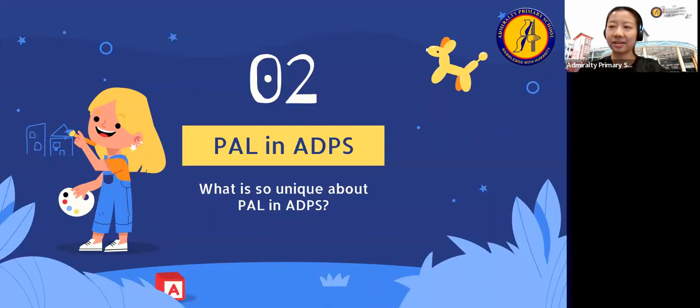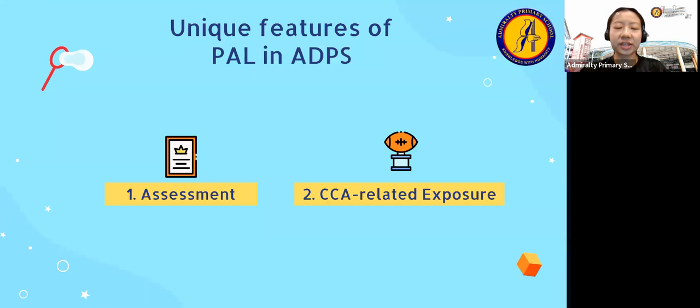Okay, I'll go through the second part now regarding what is so unique about PEL in ADPS. So these are the main features of PEL in ADPS that make us unique. Firstly, the assessment part, as well as the CCA-related exposure part. I'll go through each one slowly.